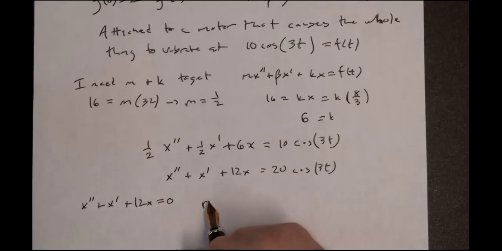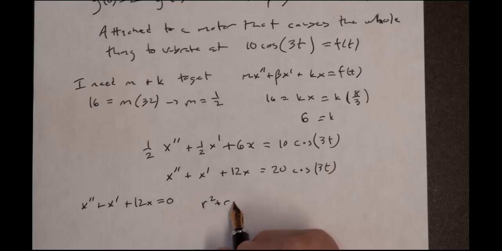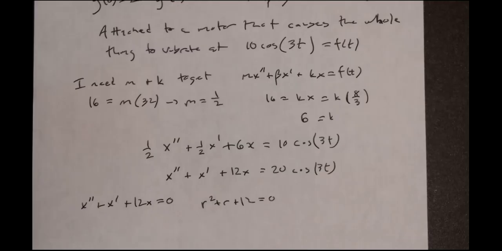All right, wait a minute. That's r squared plus r plus 12 equals 0. Oh, crap. Out comes the quadratic formula, because that doesn't factor. I'm evil. I like completing the square here.